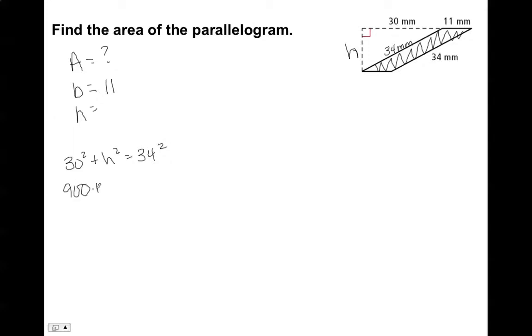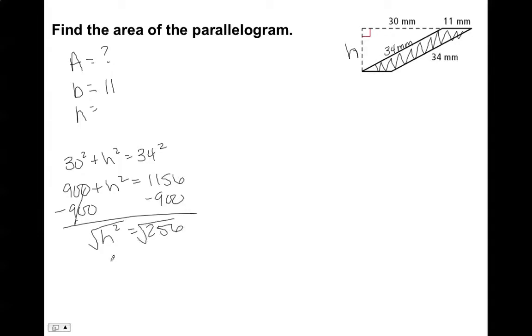So going through and solving, we subtract our 900. That gives us that h squared is 256, and of course we remember to take the square root. So we know we want that positive length, which is 16. So now we have the formula area equals base times height, and we can plug in what we know. We know the base is 11 and the height is 16, so when we multiply, we get the area of the parallelogram is 176 millimeters squared.